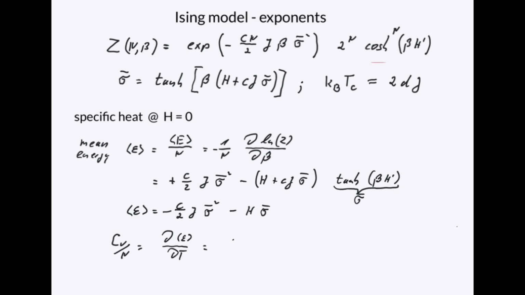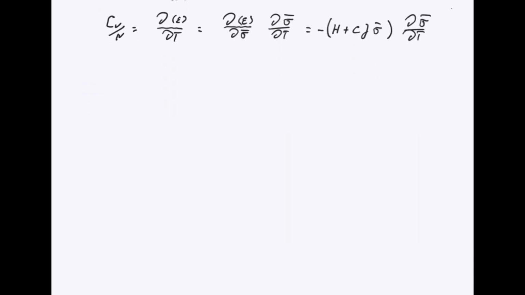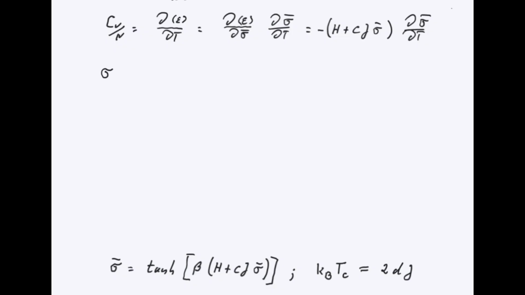From here, we calculate the specific heat per particle as the derivative of the mean energy per particle by temperature, by first taking the derivative with respect to sigma bar and then taking the derivative with respect to the temperature. That leads to the expression that the specific heat per particle is given by h plus cJ sigma bar del sigma bar by del T. For this last partial derivative, we use the consistency equation, reading that sigma bar is equal to tanh of Tc divided by T times sigma bar.